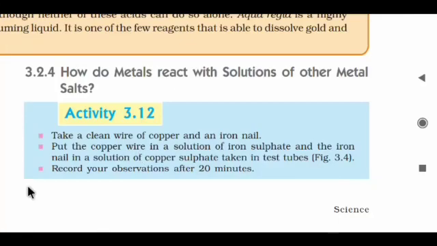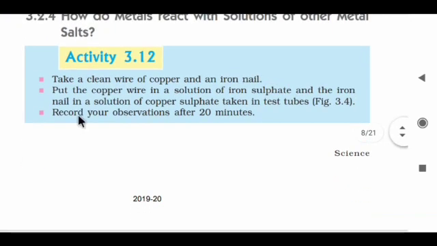Hello students, in chapter number 3, in the earlier session we learned about different reactions of metals with different components. Today's topic is how metals react with solutions of other metal salts. Activity 3.12: take a clean wire of copper and an iron nail. Put the copper wire in a solution of iron sulfate and the iron nail in a solution of copper sulfate taken in test tubes. Clean copper wire, clean iron nail, iron sulfate solution, copper sulfate solution, and we have to arrange them like this.